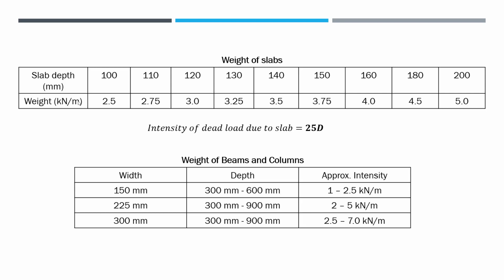Similarly, weight of beams and columns is calculated using the expression of 25 BD, where B is the width of column and D is the depth of column. So, for common sizes like 150 mm width and the depth between 300 to 600 mm, the approximate intensity comes out to be 1 to 2.5 kilonewtons per meter.